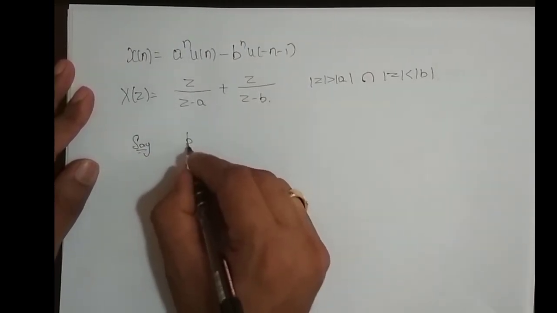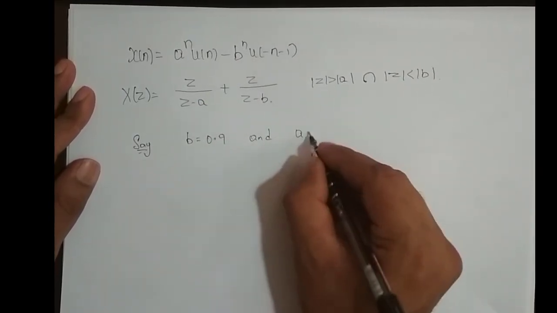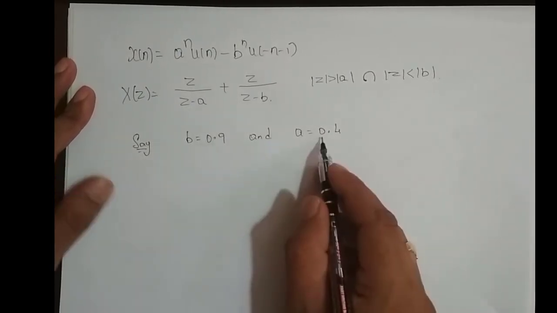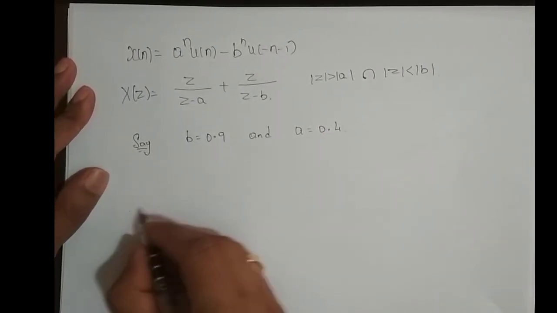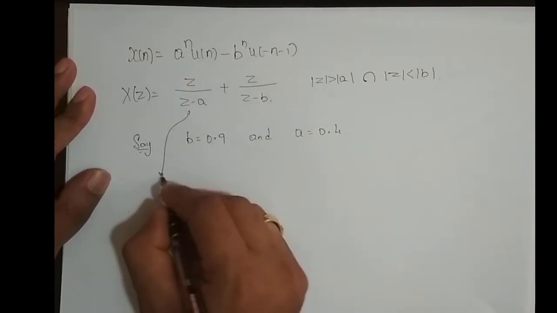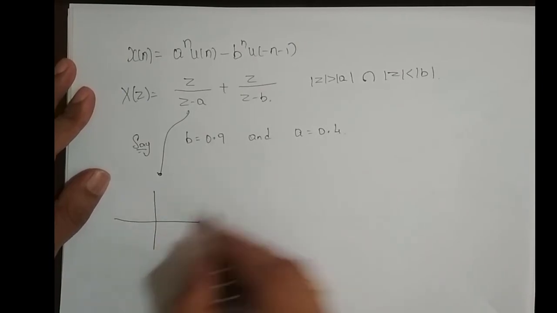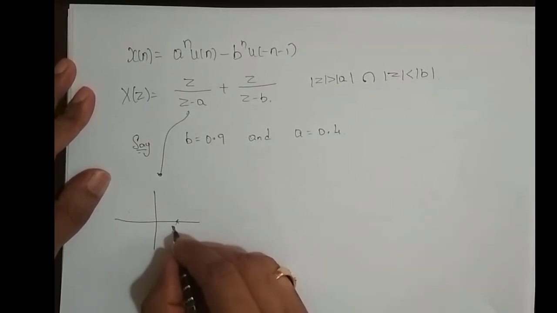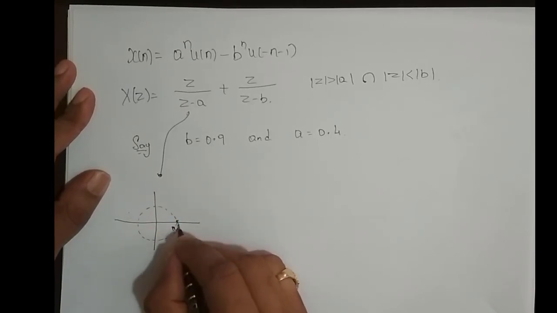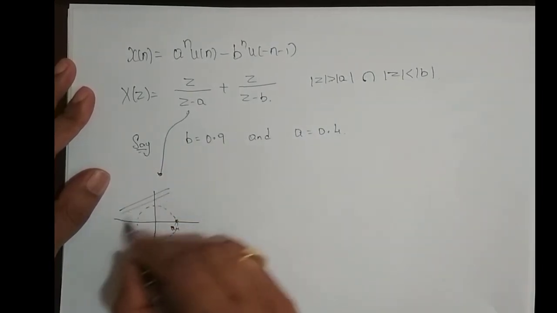So say b is 0.9 and a is 0.4, just to convince you. I'm taking b as 0.9 and a as 0.4. So what about the z plane? This ROC is what? a is the pole at 0.4. So I have a circle with radius 0.4 and the ROC is outside, magnitude of z greater than a. ROC is what? Outside.